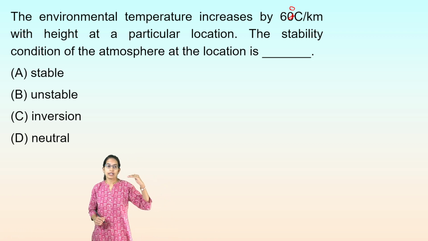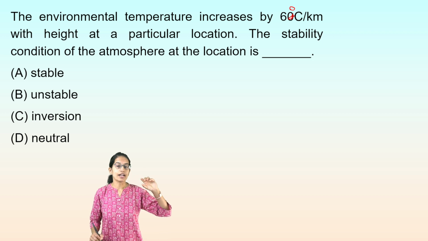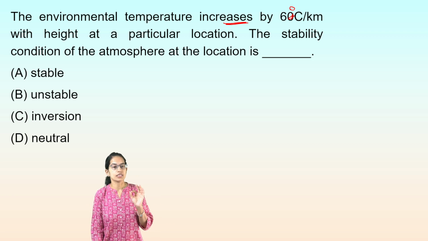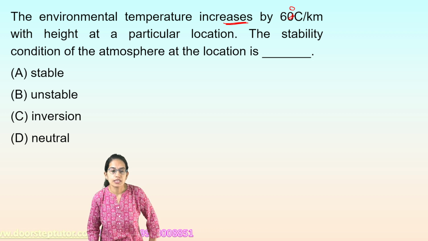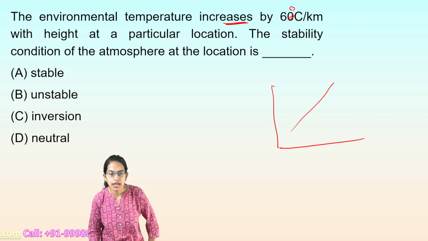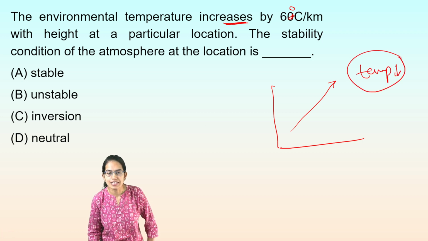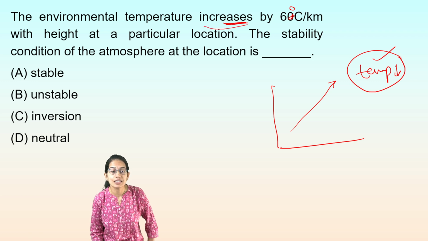The next is just a correction here, it is 6 degrees Celsius, right, not 60. So environmental temperature, understand and read the language very carefully. The most important thing is it increases by 6 degrees Celsius per kilometer, right? Now, the most important thing is as you move with the height, right, what would happen? The temperature would drop, but the question says that the temperature is increasing.